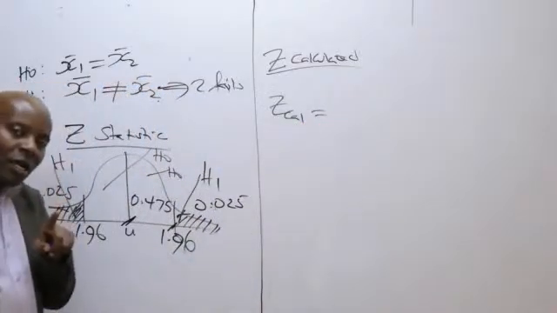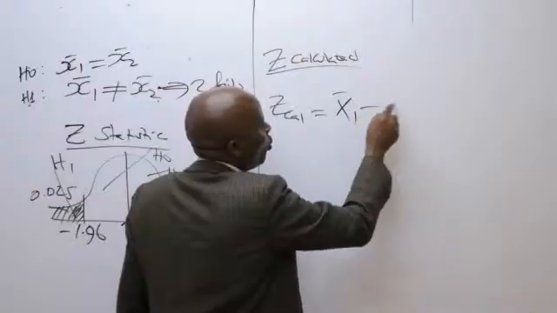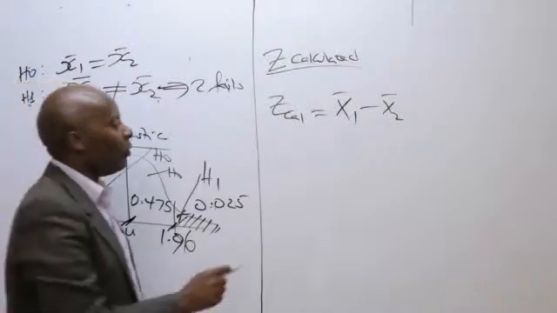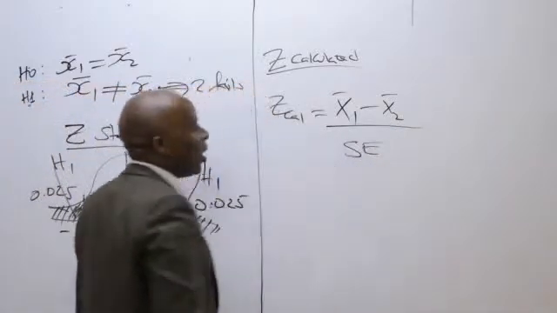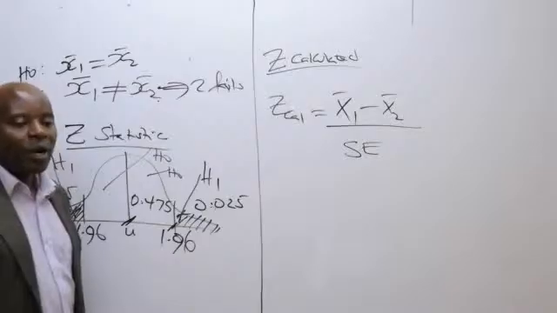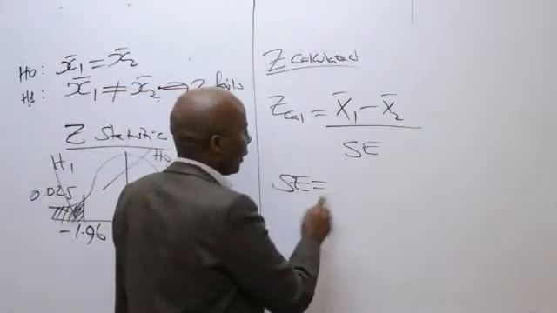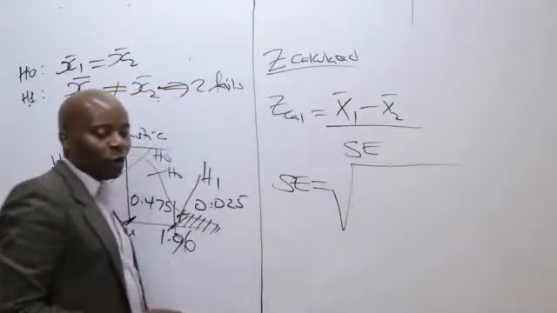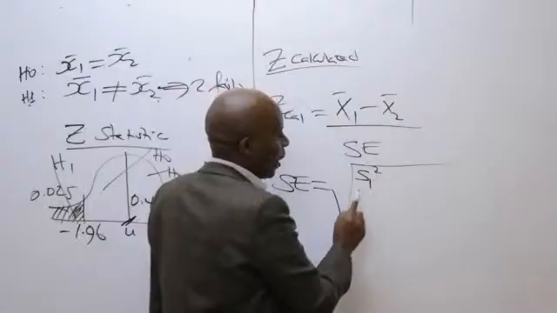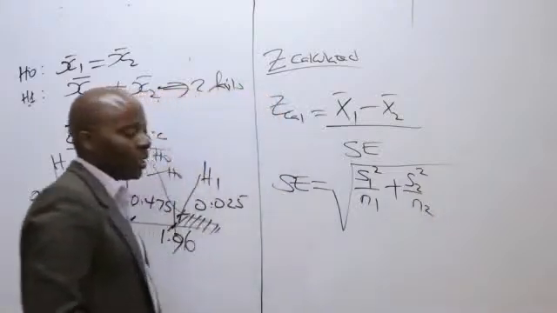You can't talk of X bar minus mu. No. Two samples. So what we have here is the difference between the two samples: X bar 1 minus X bar 2, all over the standard error. Remember, whenever you've got two samples, the standard error will look like this: square root of the standard deviation of 1 squared all over n1 plus standard deviation of 2 squared all over n2.